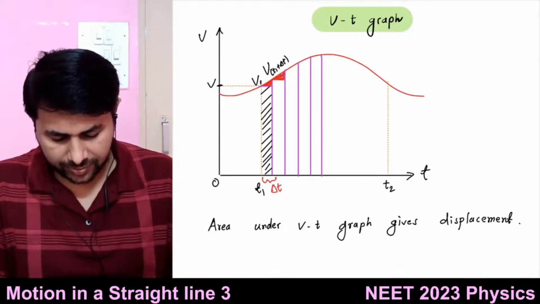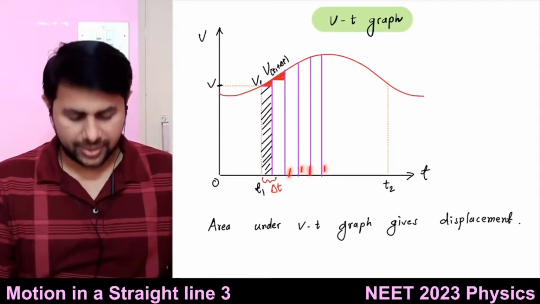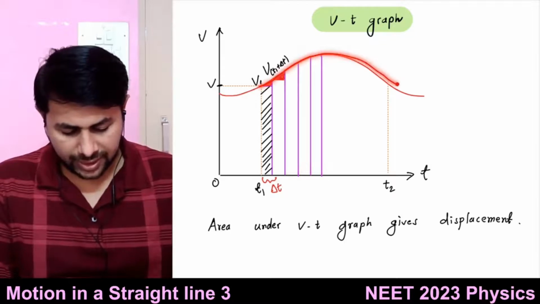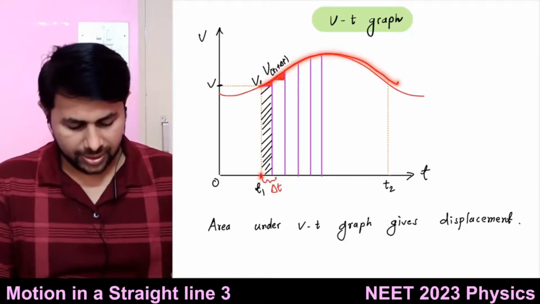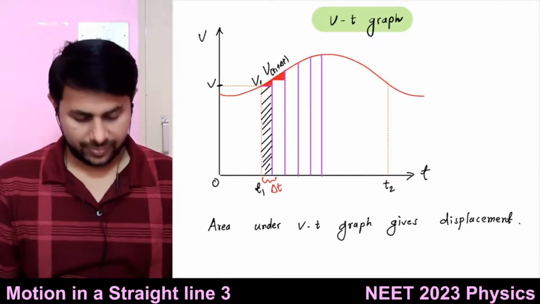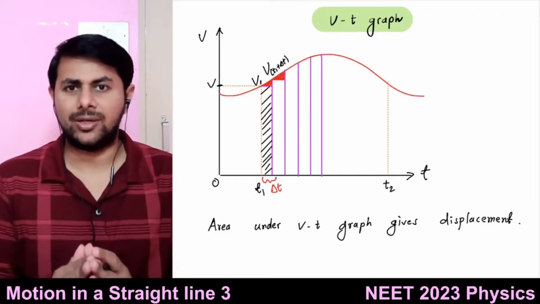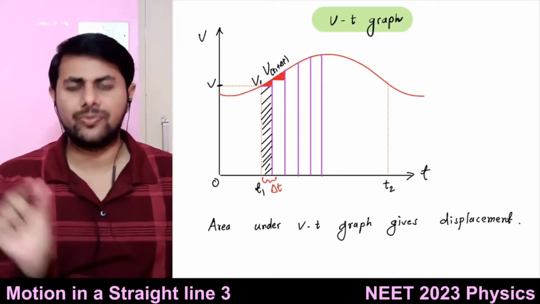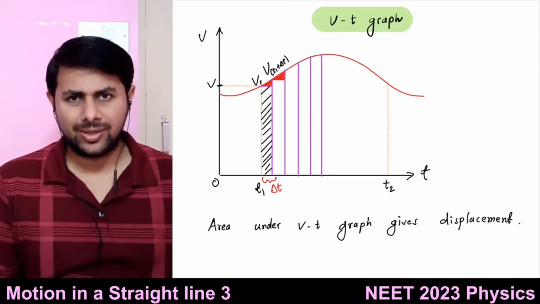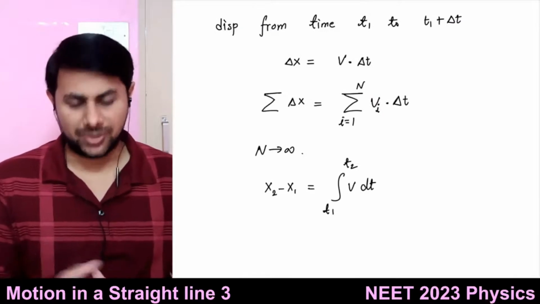So similarly, I do it for n such rectangles. What do I get? I will get the area under the velocity versus time curve from time t1 till time t2 with some error, right? Now, if we increase the number of segments, that means if we make the length of segments very small, what will happen? The error will get reduced.